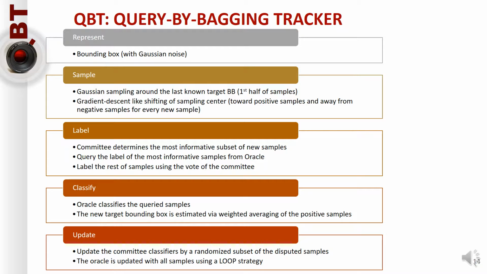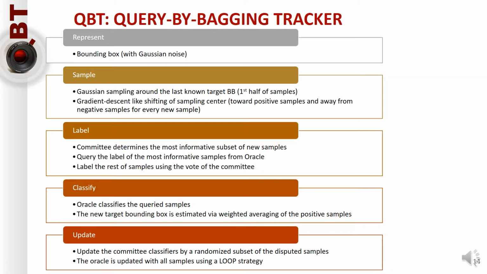After being labeled by the committee or the oracle, all positive samples participate in a weighted voting to estimate the target location. The weight of a sample is the ratio of the committee that voted the sample to be positive. Finally, the committee samples are updated by a random subset of the disputed samples, the uncertain ones. The random subset selection is derived from query by bagging learning. The oracle is updated every 10 frames with all the samples gathered during these frames.